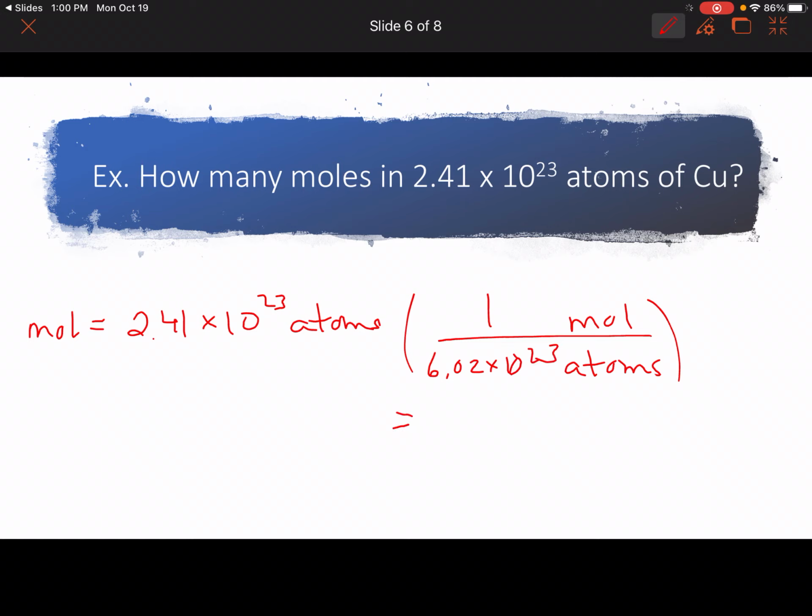So now for that one, if we do the math on that, so this was actually from what we did yesterday, right? And so now we've got 0.400 moles of copper. Just making sure I did the math on that right. Yeah, good. 3 sig figs for your answer on that one.